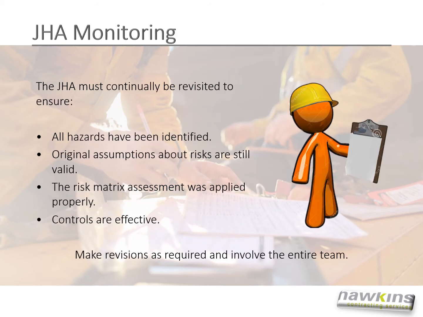The final note in ensuring your JHAs are effective in protecting the health and safety of all people on your project sites is that your JHA document must continually be revisited to ensure that all hazards have been identified, original assumptions about risks are still valid, the risk matrix assessment was applied properly, and controls are effective. Always be ready to revise your JHAs, and when you do, involve everyone working on site and have each person initial the changes.